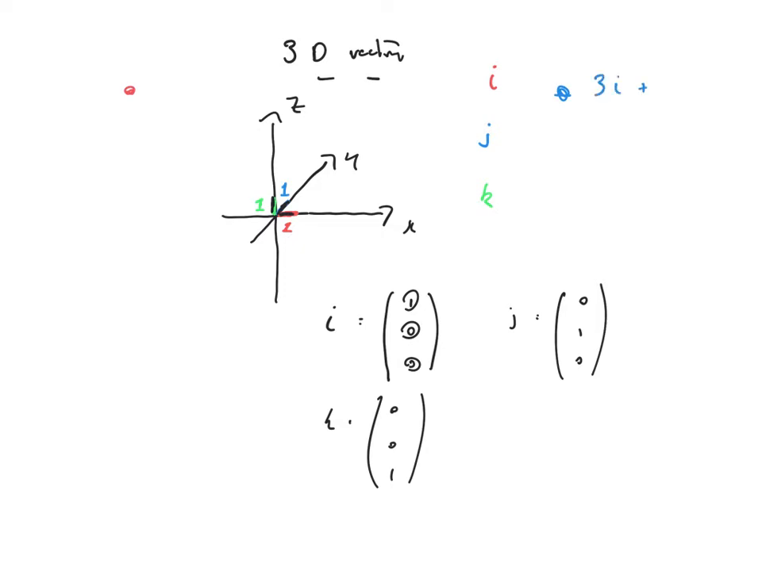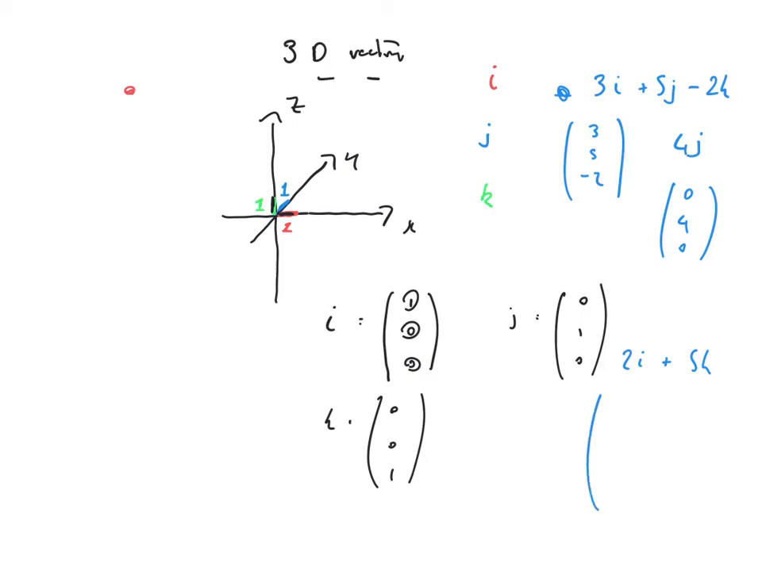If I was to say, for example, 3i plus 5j minus 2k, well, that could be written as 3, 5, minus 2. If I was to say, what about 4j, for example? Well, the j vector is going in, so that would be 0, 4, 0. If I was to say, for example, 2i plus 5k, well, that would be 2 along, but 0j, so that would be 2, 0, and 5.